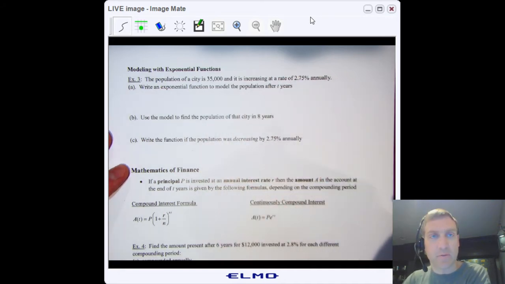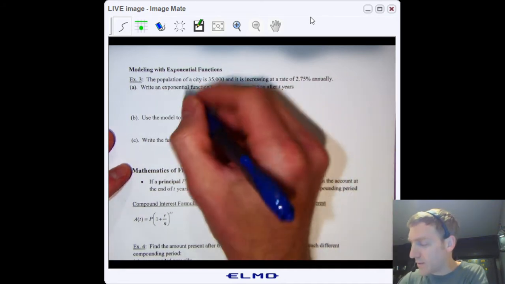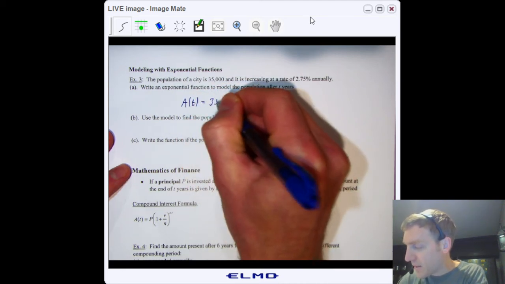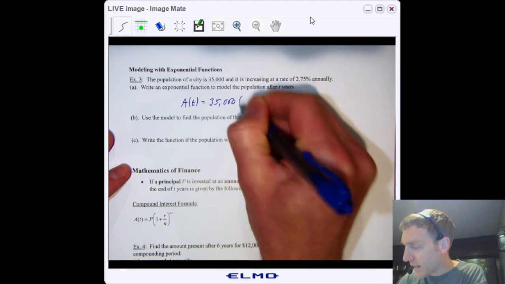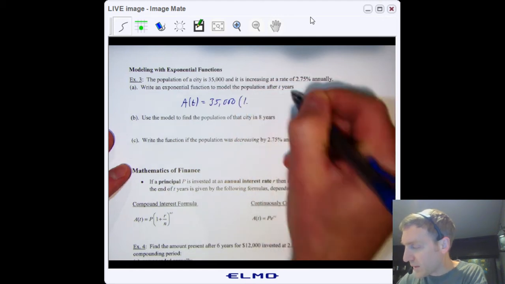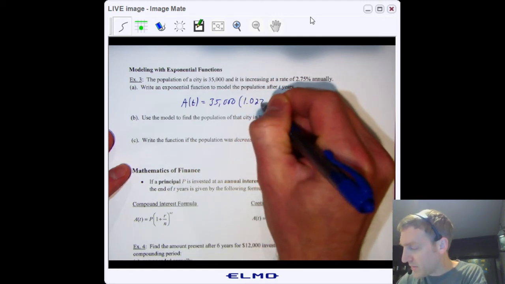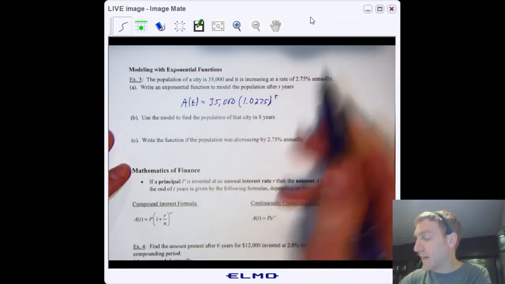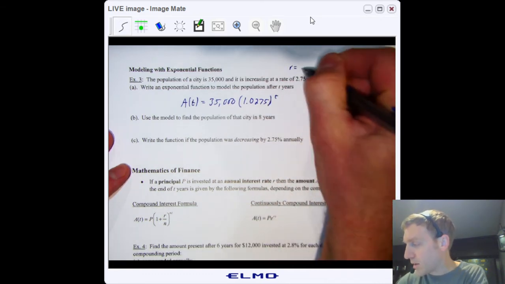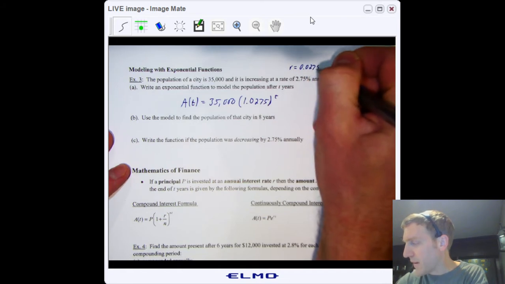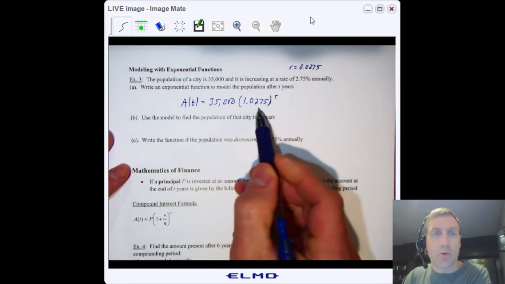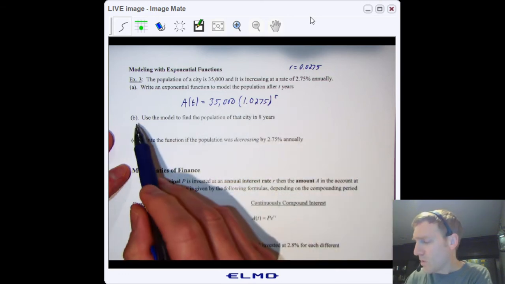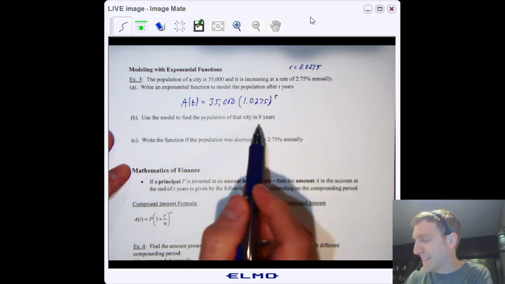So write an exponential function to model the population after t years. So A of t is going to be 35,000 times 1.0275 to the t. So just like we did in the previous video, you want to change this to a decimal. R is 0.0275, and then because it's growth, you add that to 1, giving 1.0275. Now, use that model to find the population of the city in 8 years.